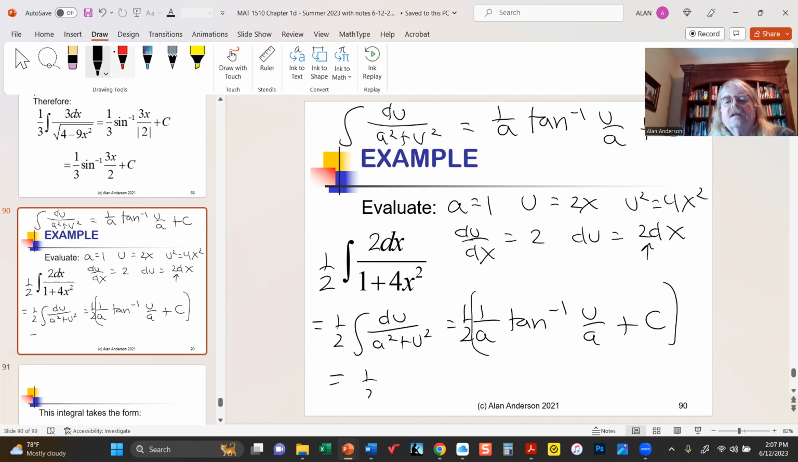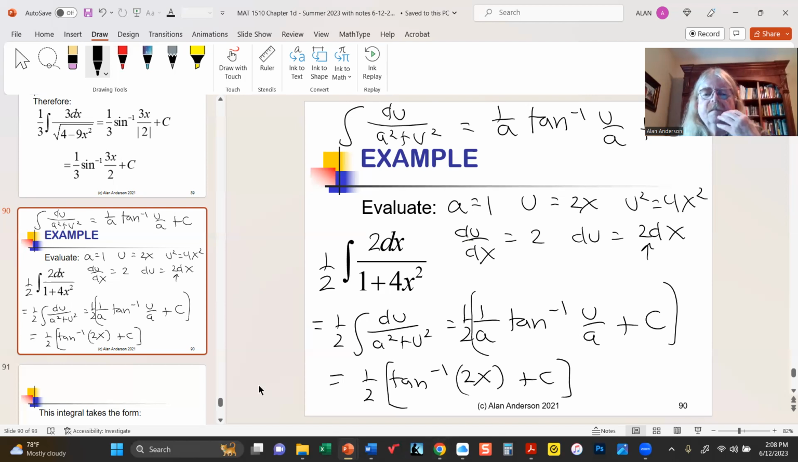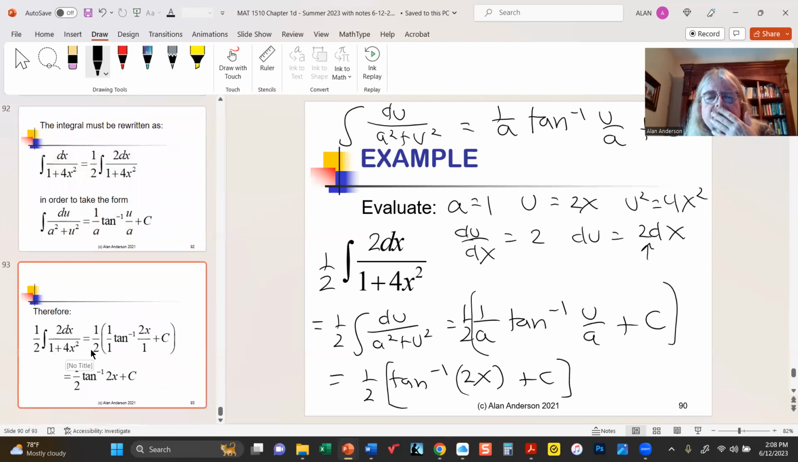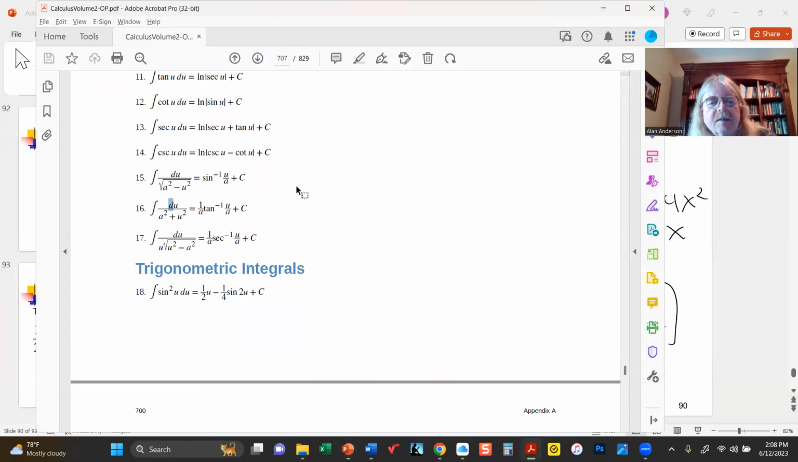And then you'll have, now a is 1, so this is just the arctan. And then u over a would just be 2x. And then we just have the constant here. Okay. Oh, wow. So that one, we were able to get because we recognized the form that it takes. It just so happened to be one of our special cases that is listed in the back of this book.